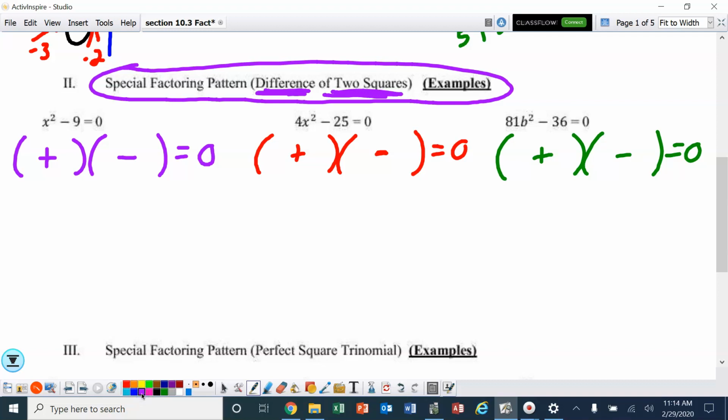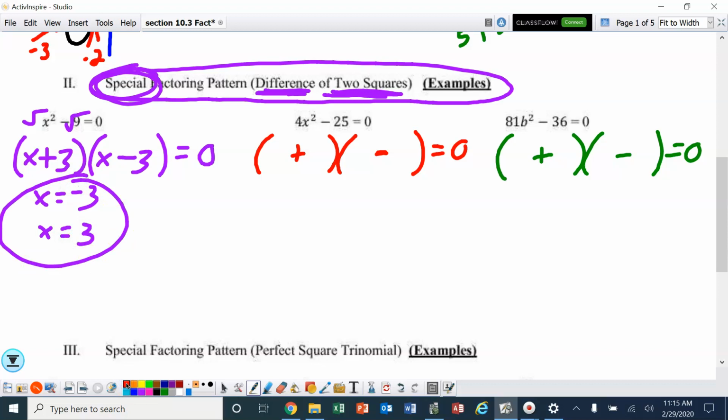What's the square root of x squared? x. So I put x and x. What is the square root of 9? 3. I'm done. Those are the factors. Again, these are special. So my solutions are -3 and +3.